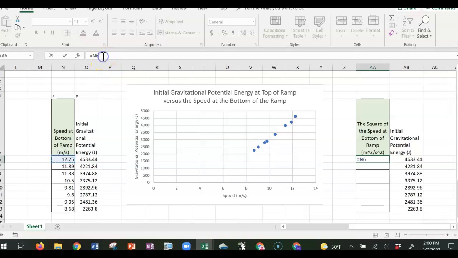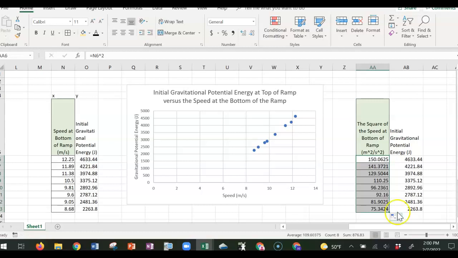Come up to the formula bar, press Shift 6 to get the caret, and type 2 because we're raising the speed to the power of 2. Hit the enter key. Okay, so 12.25 squared is 150. You could type that in your calculator if you want to double check and validate this formula. Once you have the formula working, you can just copy that formula down the length of that column.